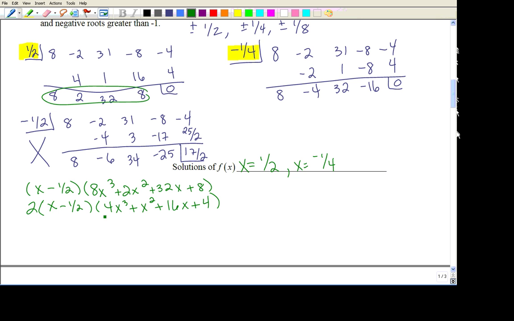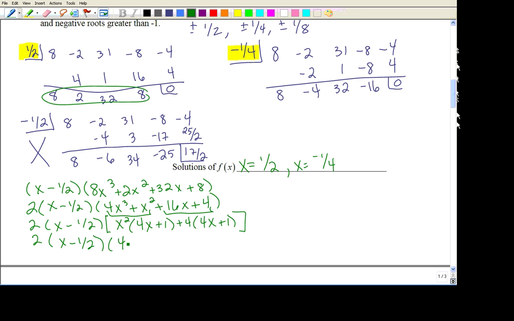Now I have 4 terms. Let's see if factoring by grouping works. So 2 times x minus 1/2. And then my greatest common factor on my first group is x squared, and I'm left with 4x plus 1. Greatest common factor here is 4, and again, I'm left with 4x plus 1. So it looks like the factoring by grouping works. So then I have 2 times x minus 1/2 times 4x plus 1 times the x squared plus 4.